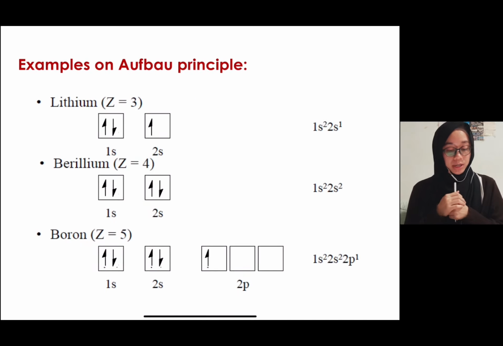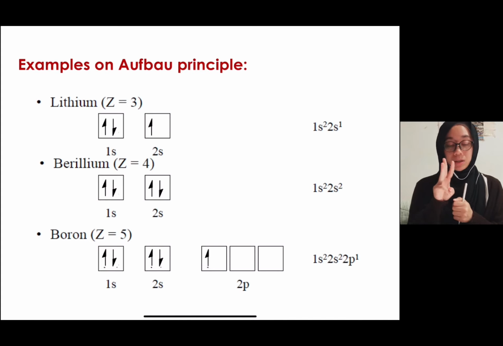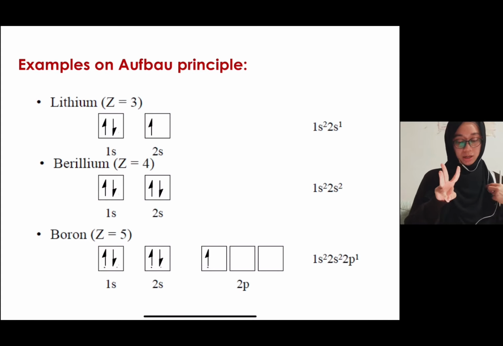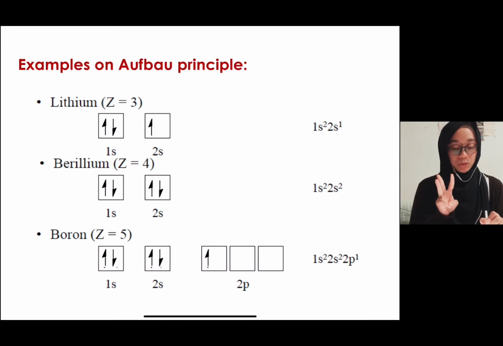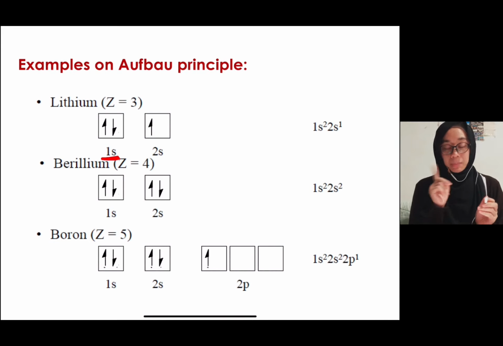Okay, so kalau the next one pula kita ada lithium. Lithium ada 3 proton. So kalau dia ada 3 proton, ada 3 elektron. So the first 2 elektron kita akan masuk dalam 1s dahulu. So ada baki satu lagi kita masukkan dalam 2s. Okay, so same goes to beryllium, kita masukkan dalam 1s dahulu and then kita masukkan dalam 2s.